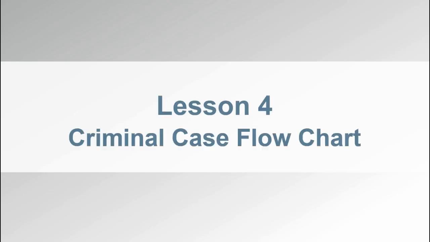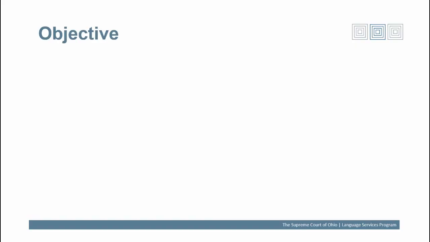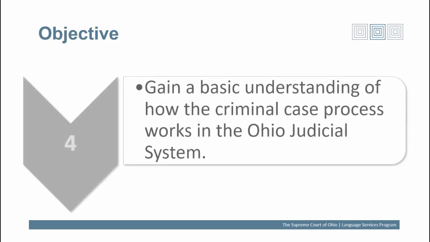Lesson 4. Criminal Case Flowchart. The objective here is to gain a basic understanding of how the criminal case process works in the Ohio judicial system.